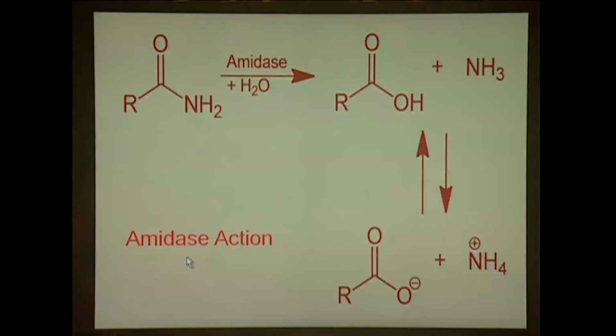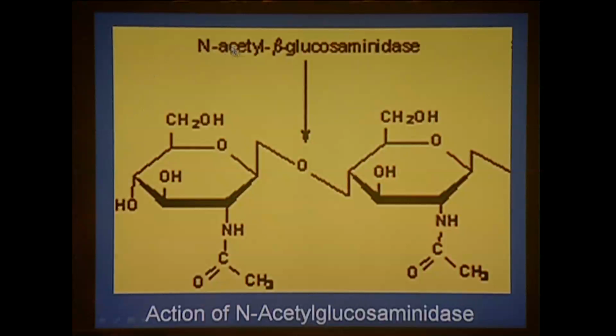Now, coming to the last step of bacterial cell wall degradation, where the bacteria itself is degrading the different components. One important step is the action of amidase. Bacterial cell wall may have amides, and these amides are acted upon by amidase, which will generate the amino acid, and the extra amino group will be released. In the same way, there may be the acetyl glucosaminidase, which is produced by the bacteria, where the N-acetyl beta glucosaminidase will act upon the glycoside linkage, breaking the sugar unit and disintegrating the bacterial cell wall.